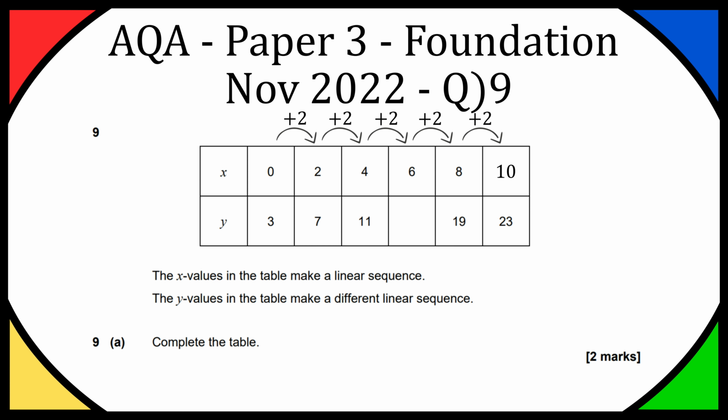So similar technique for the y values. We can see 3 to 7, 7 to 11, and then 11 to blank, and then blank to 19, and then 19 to 23. So another pattern I can see here is that it seems to be +4 each time. That seems to be a common theme. So if we want to fill in the blank by going from 11 to blank, well, it'll be 11 plus 4. That will give us 15. And that also makes sense going from 15 to 19. That's +4 as well. So it all makes sense. That is the final answer for this question.